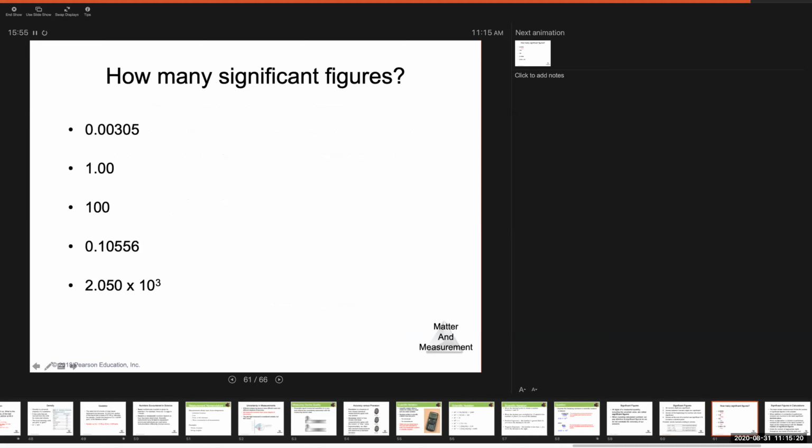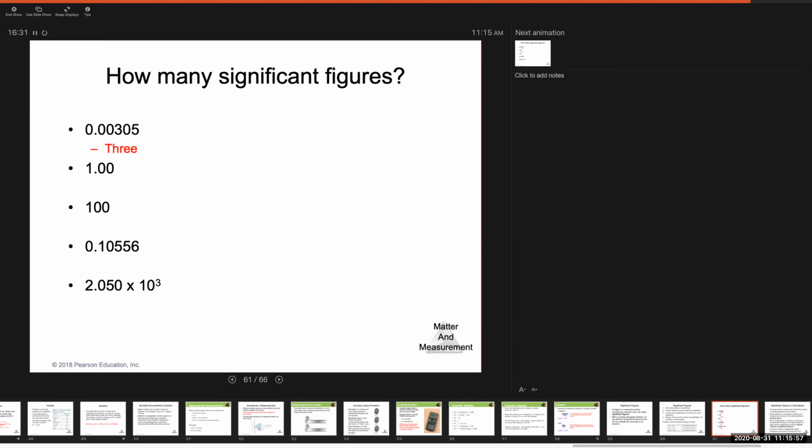Okay, here's some examples of significant figures. Let's go through some of these. So the first one, 0.00305. How many significant figures there? 3, because those first two zeros, we said any zeros to the left of the number don't count. So those first two aren't significant. Okay, 1.00. How many for that? 3 again, yes, because of that decimal, those tail end zeros count.